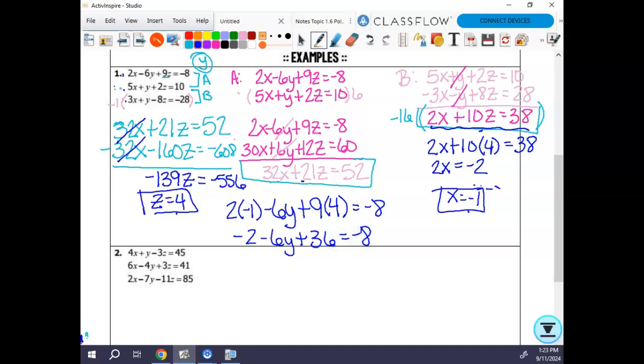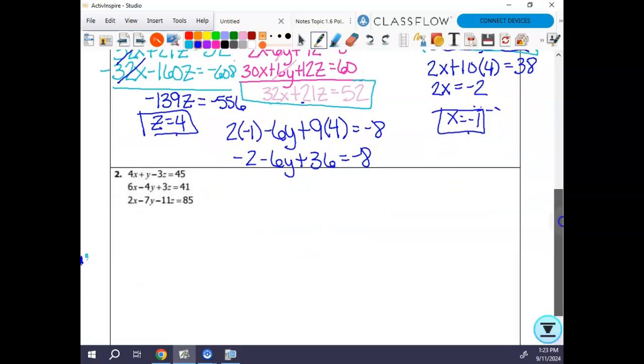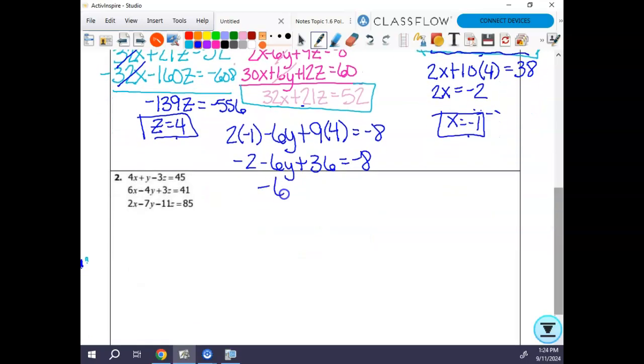And we're not going to do number 2, so if you need to go into, I should have already said that. If you're in another room, you can go into the space of the second one. Negative 6y plus 34 equals negative 8. Negative 6y equals negative 42. So y equals what? 7.